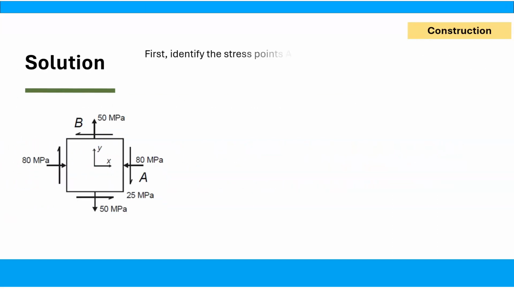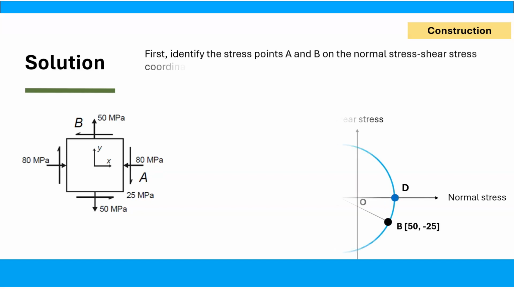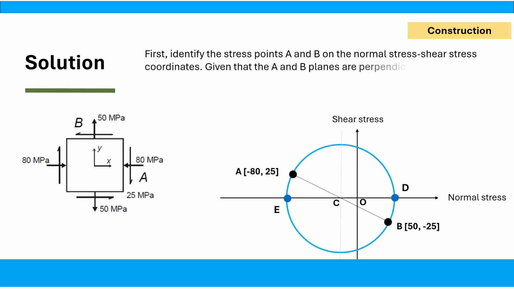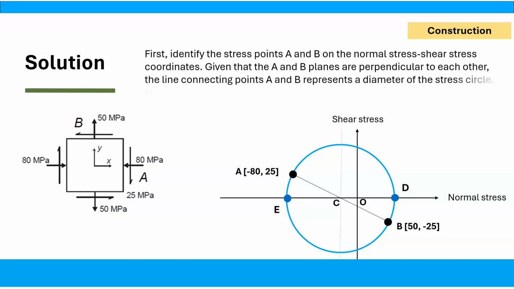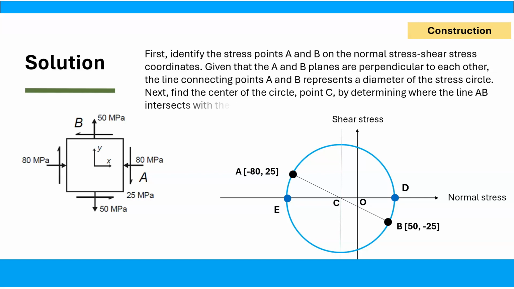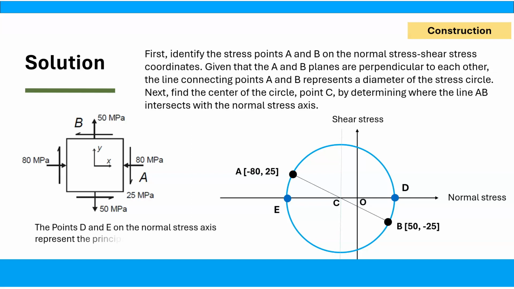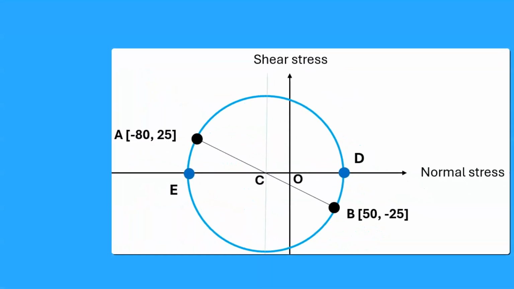First, identify the stress points A and B on the normal stress-shear stress coordinates. Given that the A and B planes are perpendicular to each other, the line connecting points A and B represents a diameter of the stress circle. Next, find the center of the circle, point C, by determining where the line AB intersects with the normal stress axis. The points D and E on the normal stress axis represent the principal stresses.